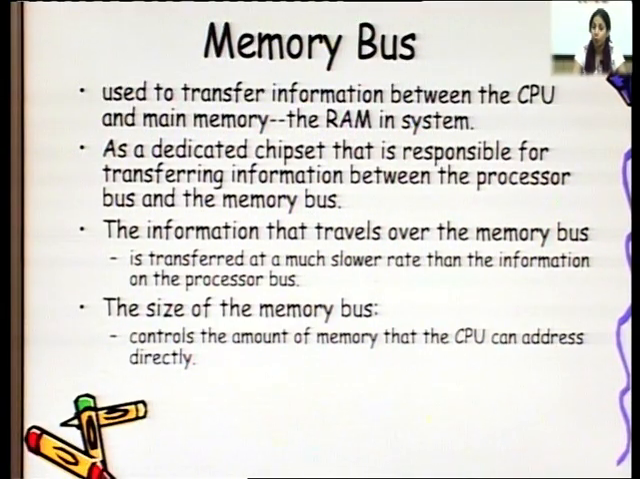If we say the difference between the processor bus and the memory bus is that the processor bus is used to access the data from the CPU at the fastest rate. But as we compare the memory bus with the processor bus, we will find that the speed of the memory bus is much slower. The size of the memory bus controls the amount of memory that the CPU can address directly. The size of the memory bus is directly related to the address lines of your processor. So, this is the basic difference between your processor bus and memory bus. Your memory bus deals with the processor and main memory.